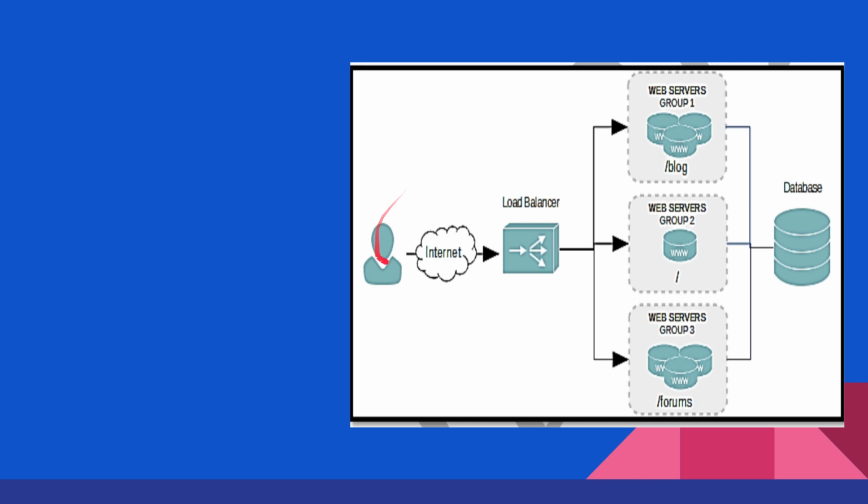This is a diagram for the load balancer, which sits in between the internet and the servers, and there are many servers. For example, group 1 has the blog, group 2 has some root directory, and group 3 is for forums, and some examples are given here. And this is the client, the user who is going to access the servers. In between the client request and the server's response we have a load balancer, and it balances the load, or the data, across the servers in an efficient manner.